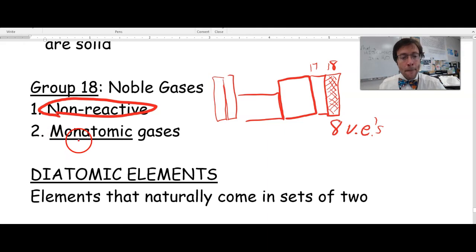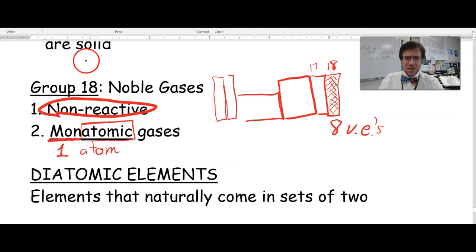And they are monatomic, and I'm sure you can dissect the word to know what it means. That means one atom. They're one of the few things that show up only one atom at a time, always, which is pretty weird. It is what it is, but it's just different. They're the only ones that actually do that.